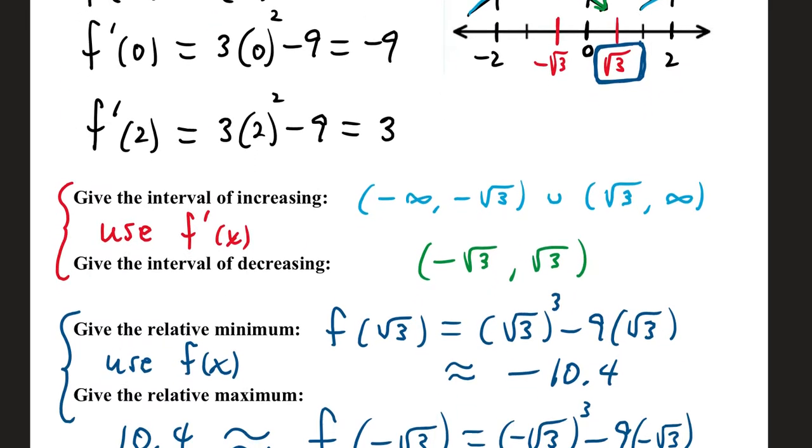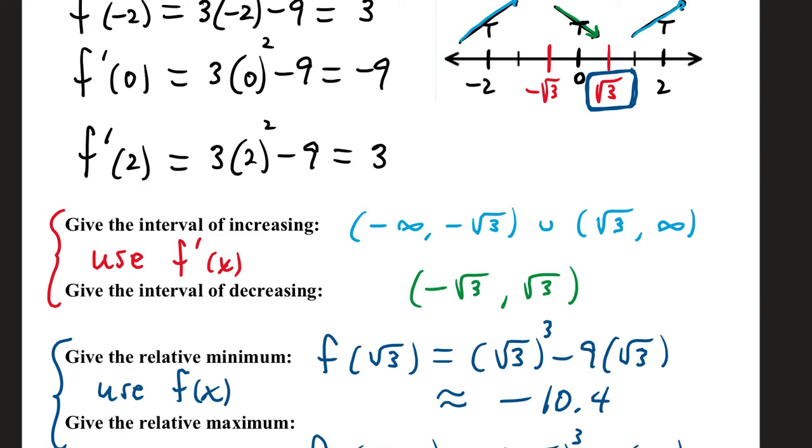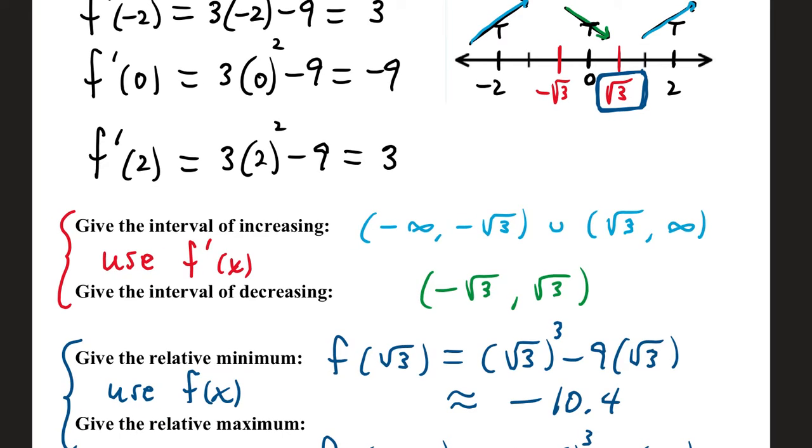The intervals of increasing and decreasing use the first derivative. Those are rates of change, so they use the first derivative. Our function is increasing left of the first critical number and right of the second critical number. So the values of x from negative infinity to negative square root of 3, or the values of x from positive square root of 3 to positive infinity, will give you increasing rates of change on your graph. The decreasing occurred between the criticals, between negative square root of 3 and positive square root of 3.